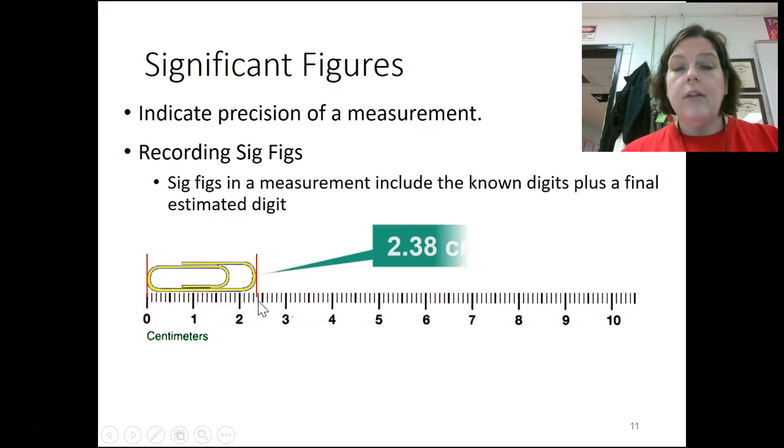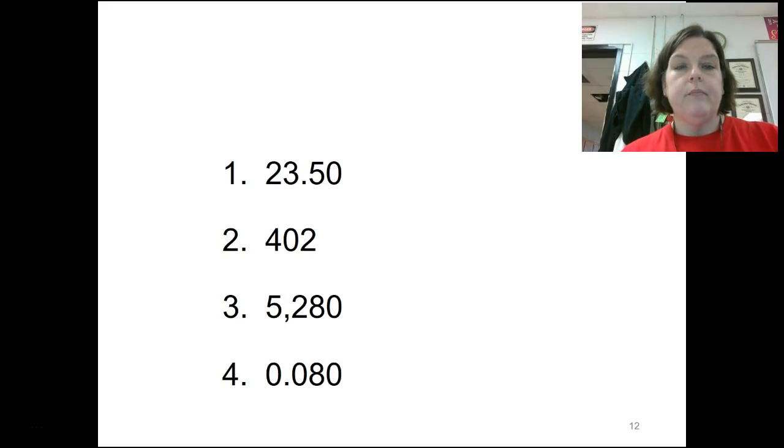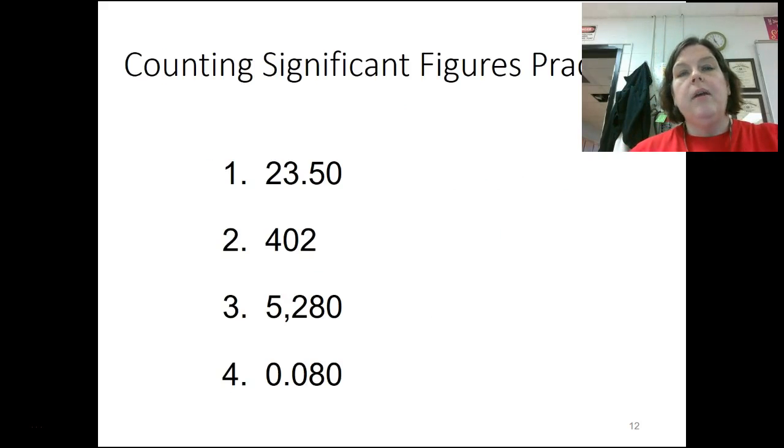So I put this at 2.38. Again, if you said 2.39 or if you said 2.37, those would be acceptable as well. Okay, so remember, certain digits with marks have to be included. There must be one estimated or uncertain digit. So here we go. Counting significant figures.